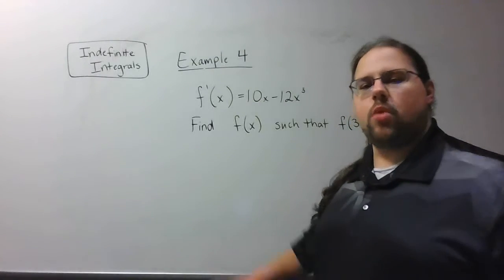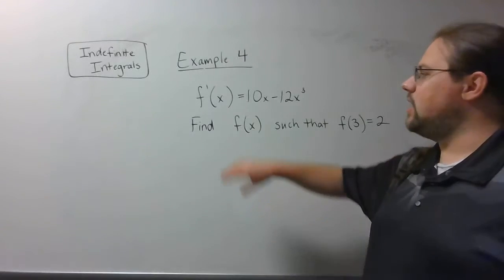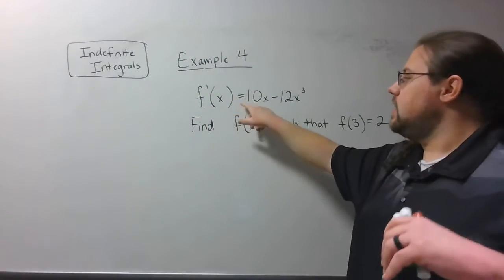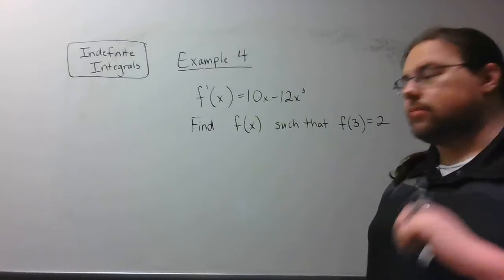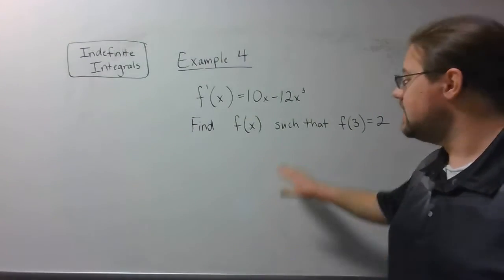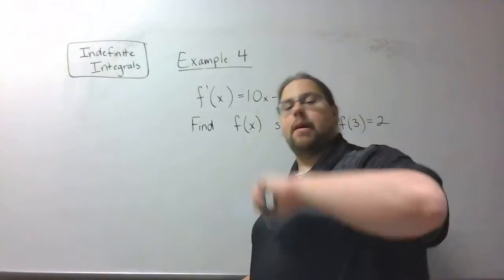So I'm going to go ahead and do one more example of indefinite integrals, and this time it's going to be written a little bit differently. In this case, I've got f prime of x, the derivative of f, is equal to 10x minus 12x cubed. Now, what I'm looking for is f of x. I want to know what the original function was such that f of 3 equals 2. Now, that's an important bit of information I'm going to come back to at the end.